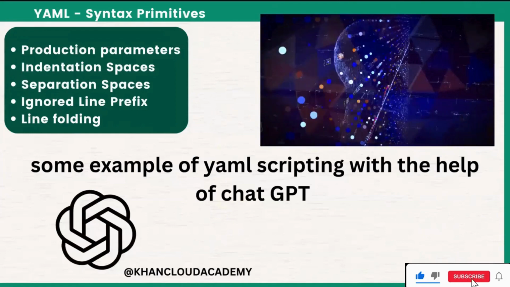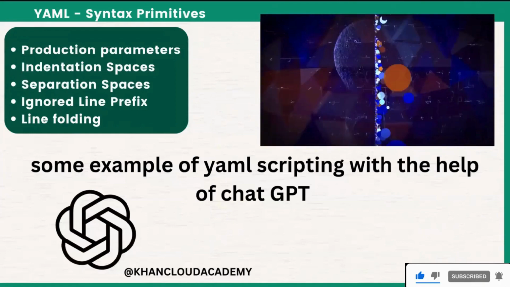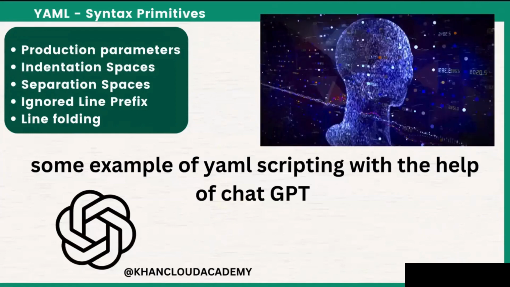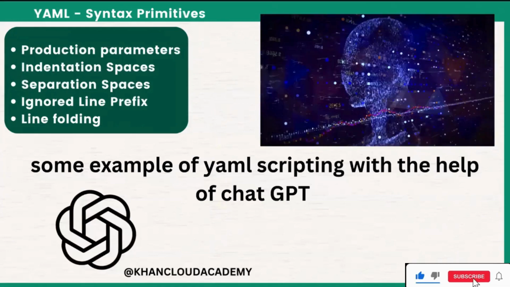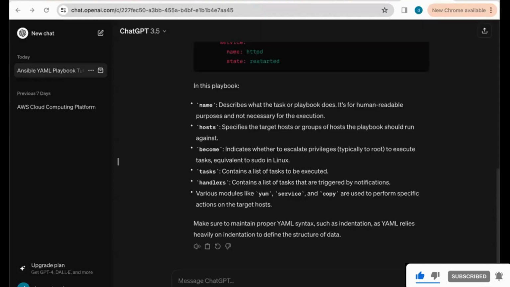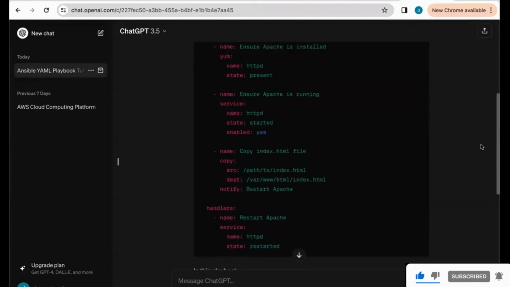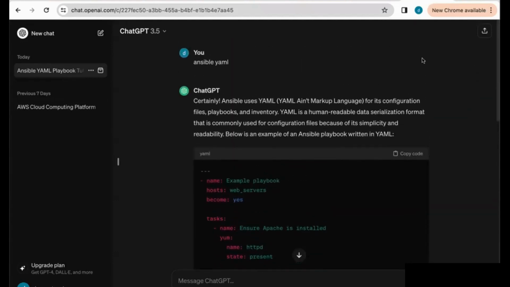So let me show you some examples of YAML scripting with the help of ChatGPT, or you can say the AI, OpenAI. Let me type here: my Ansible YAML playbook. You go to ChatGPT and just type Ansible YAML. Certainly, Ansible uses YAML as the language for its configuration. It's clearly written here.